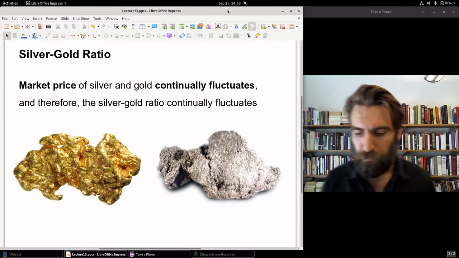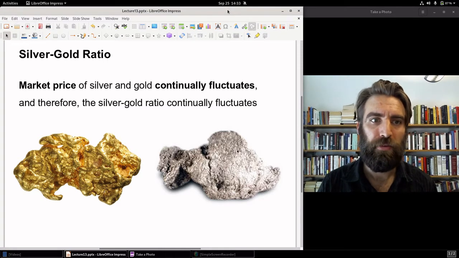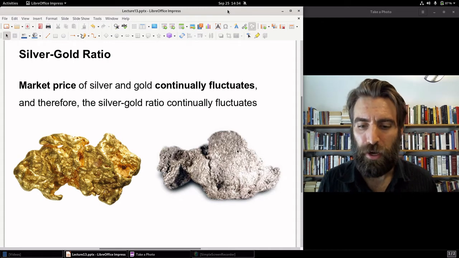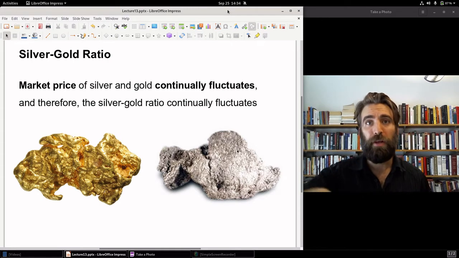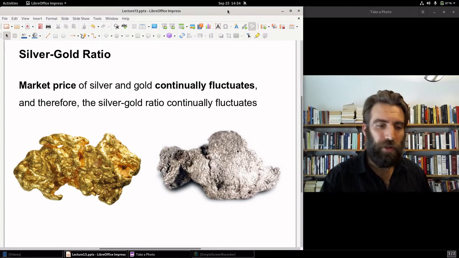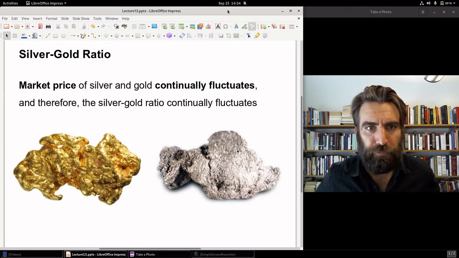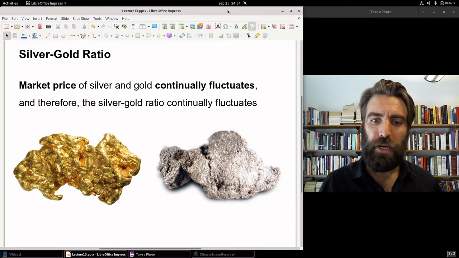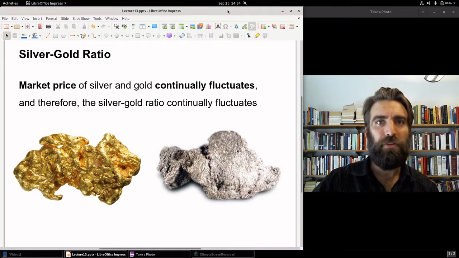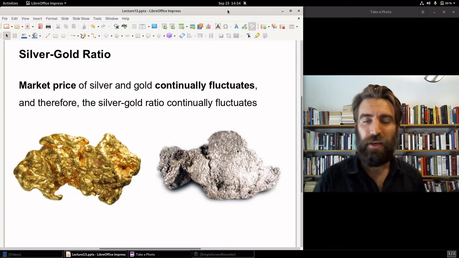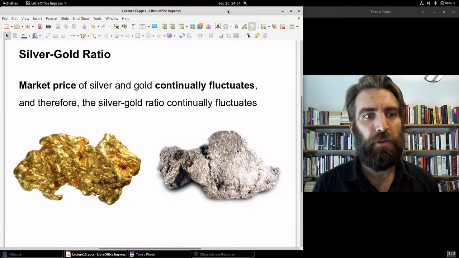Now, what do I mean by this? Silver and gold are commodities. And like any other commodity, they have a price or a value. And like all other commodities, that value sometimes is higher or lower depending on various factors. Supply and demand being chief. The silver-gold ratio is the ratio between how much silver will buy how much gold. And it's not constant. Again, it fluctuates throughout history.